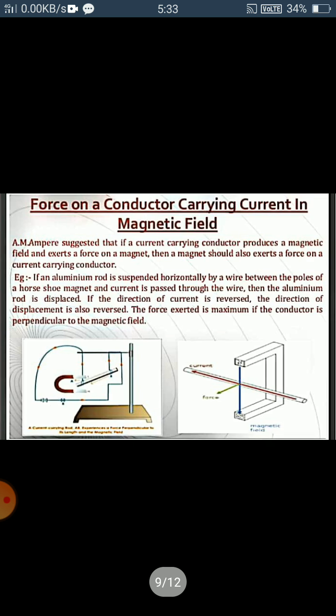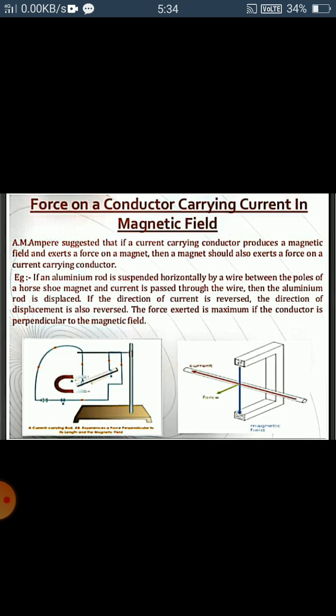Now, force on a conductor carrying current in a magnetic field. Here we do an activity in which we take a small aluminum rod and use two conducting wires suspended horizontally on a stand. You can see that the aluminum rod is suspended freely with the help of the wires, and we place a strong horseshoe magnet. The U-shaped magnet is called a horseshoe magnet, placed in such a way that the rod lies between the two poles. You can see in the picture.